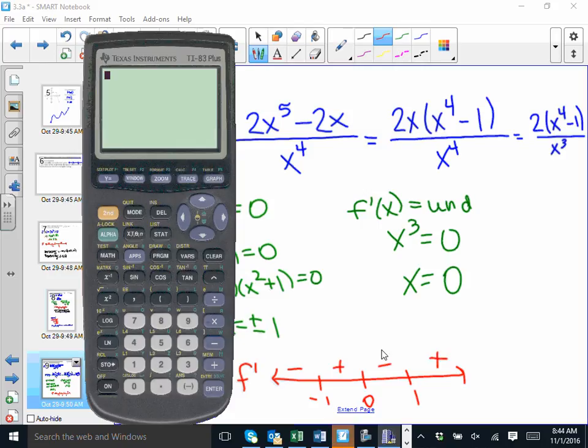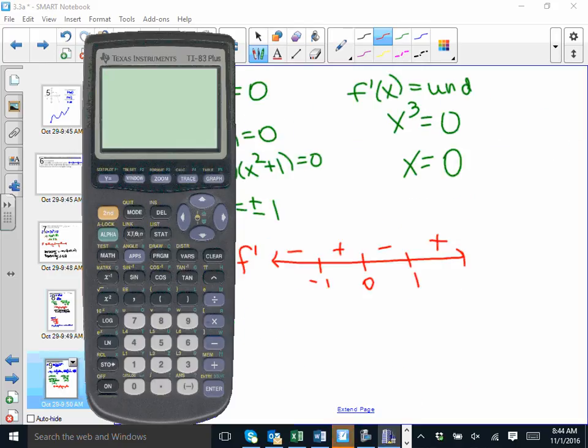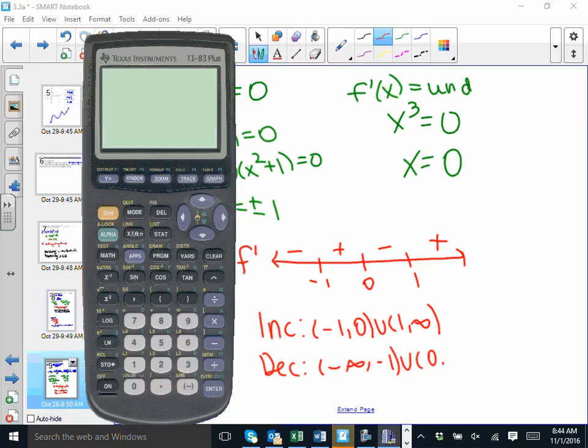Any issues with getting those? Remember, you don't actually have to figure out the value, you just have to figure out if it's positive or negative. So our function is increasing from -1 to 0 and 1 to infinity. Our function is decreasing from -infinity to -1 and 0 to 1.